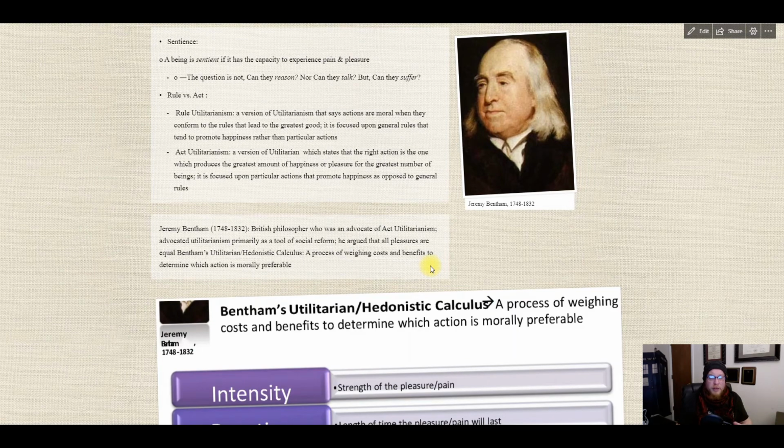Whereas a rule utilitarian would say, that would be great if we could cure cancer, but there's some things that we can't do. The character of Thanos in the MCU seems like a great example of a utilitarian in that he's willing to snap those fingers and get rid of half of everyone in the universe in order to do what's best for the universe. Seems like an act utilitarian.